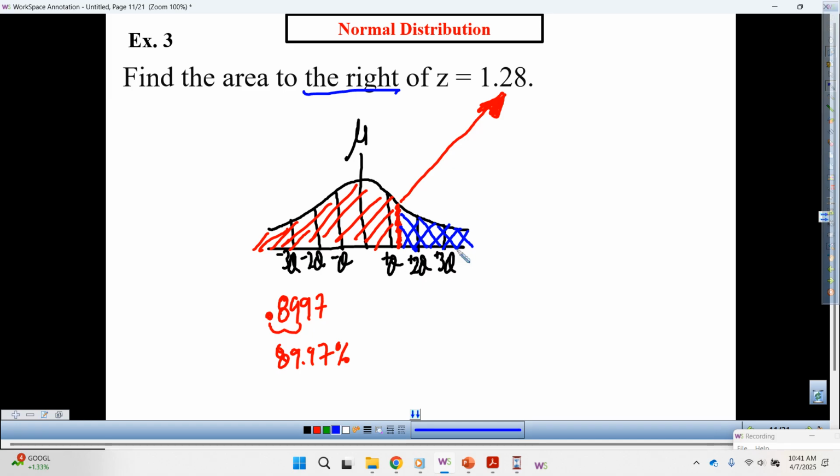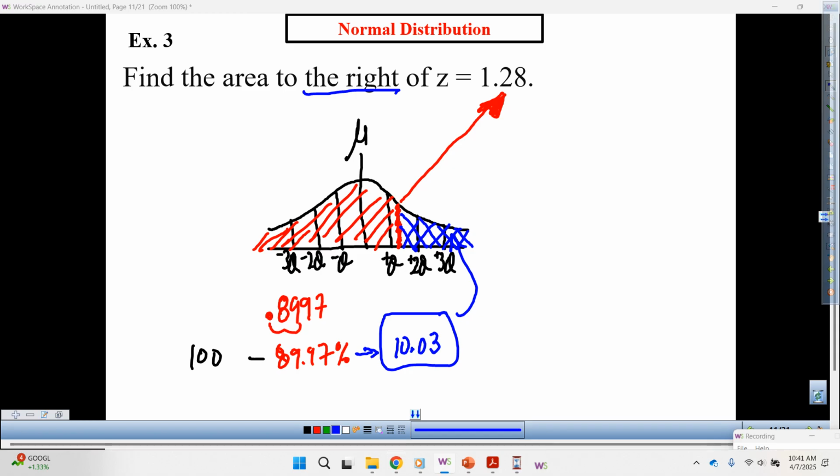All right. Carter, what do I do? That is correct. Subtract that percentage from 100, and that should give us the area to the right, which is 10.03. Hands up if you got that? That is correct. Ooh, we're on fire. Send me your notes, please.